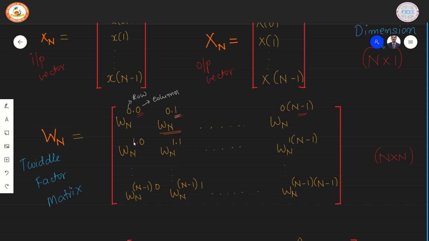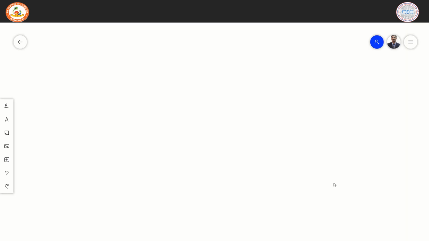Coming to the second row, the row number now becomes 1. So the first row had row number 0, the second row will have row number 1, and corresponding column numbers are applied. This process continues. The last row will have a row number N minus 1, with the column numbers respectively 0, 1, and so on till the last term N minus 1.